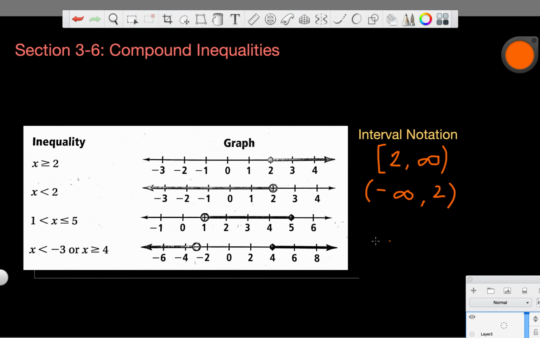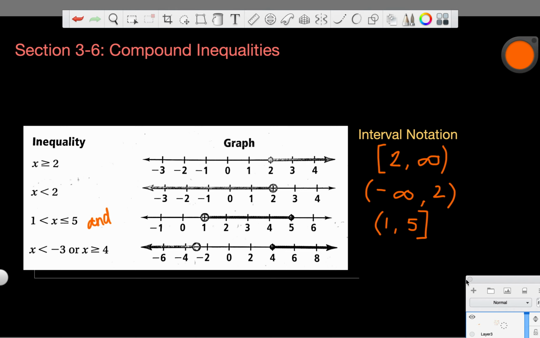Okay? So, next up, we have a compound inequality with an and statement, right? Even though it doesn't say and, we know that x is between 1 and 5. So, I am starting at 1 and I'm moving on to 5. I have an open circle at 1, which indicates a parenthesis, and I have a closed circle at 5, which indicates a bracket. Okay?